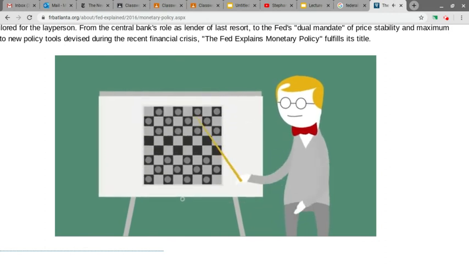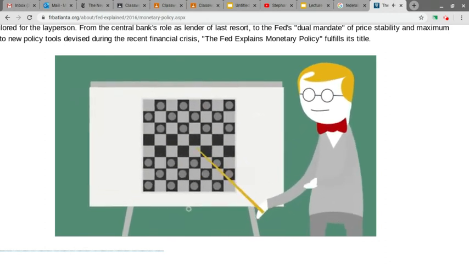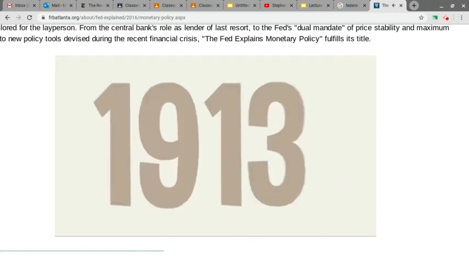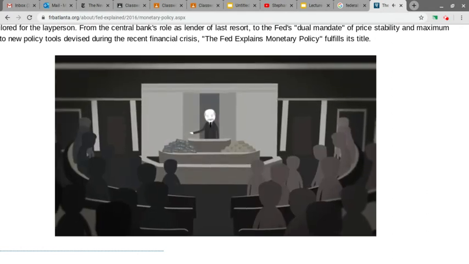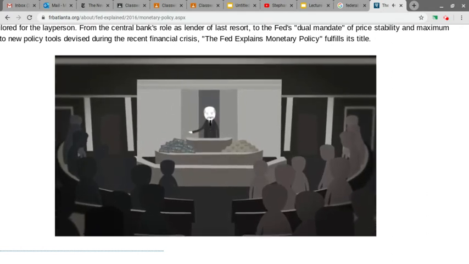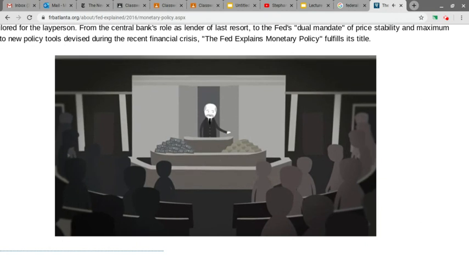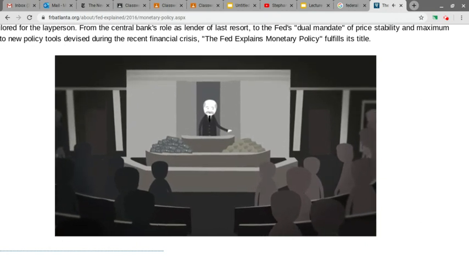It's the Fed's job to come up with that monetary policy. In 1913, Congress created the Federal Reserve to provide a more stable and secure monetary and financial system. The Fed's role in the economy has evolved over time.